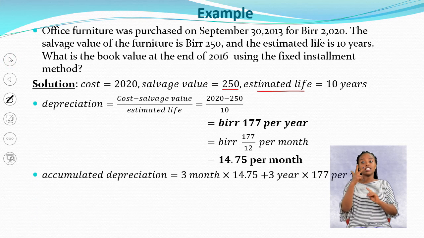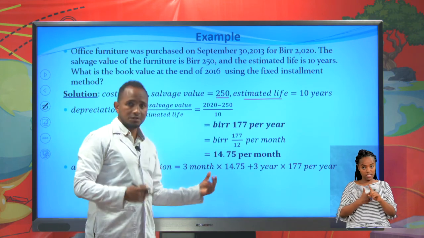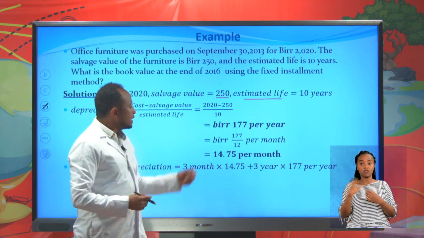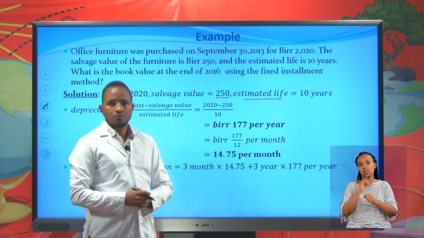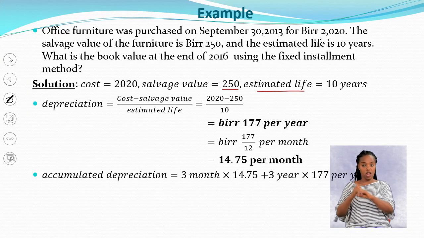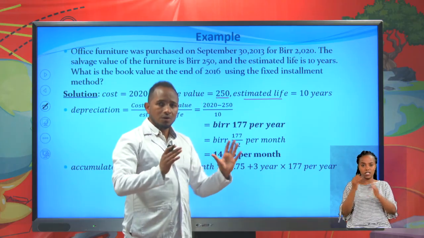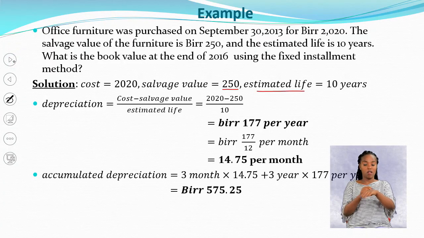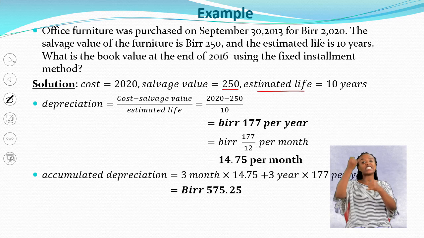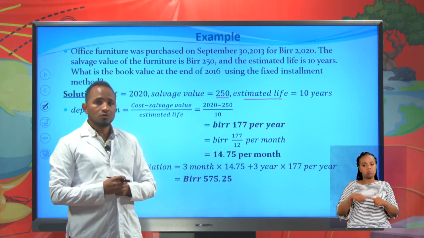So the accumulated depreciation for 3 months and 3 years will be equal to, for 3 months, the depreciation rate per month of 14.75, multiplied by 3 since the depreciation is the same throughout months. And for the remaining 3 years, the depreciation rate is 177 per year. The depreciation rate is the same throughout the year, therefore you multiply 177 by 3. So the accumulated depreciation on this time interval will be 575.25. This is the accumulated depreciation as of the end of 2016.